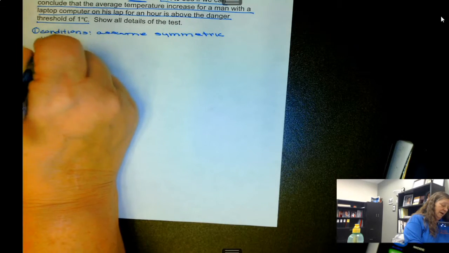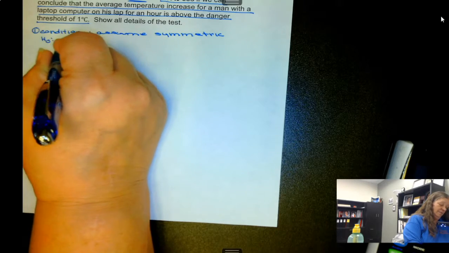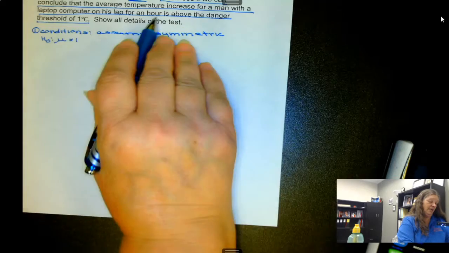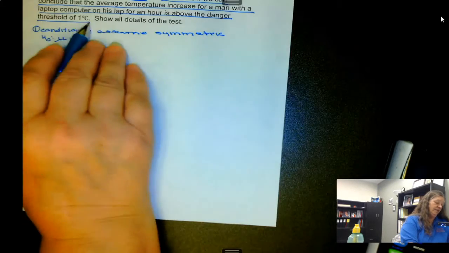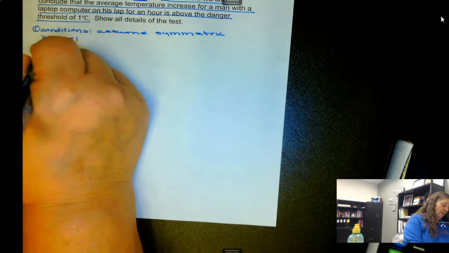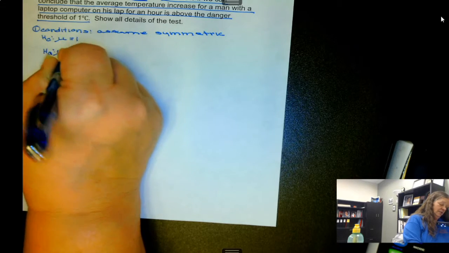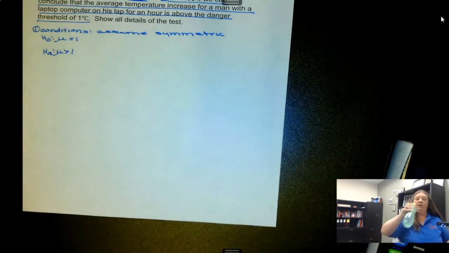Our null hypothesis is that the mean is equal to 1, because that's what it wants us to check. Is it above the danger threshold of 1? So our alternative is that the mean is going to be greater than 1.